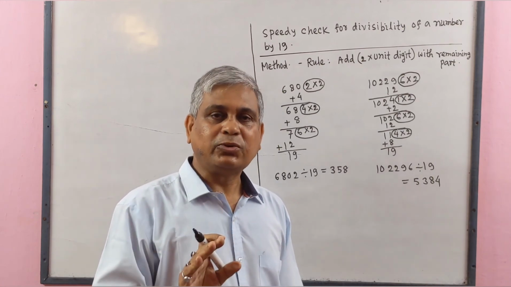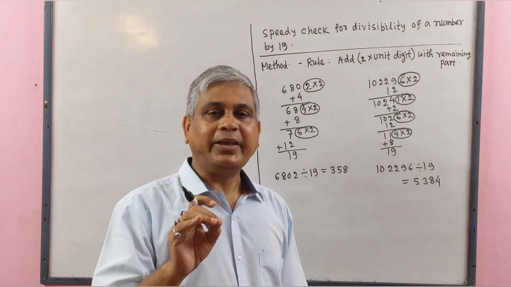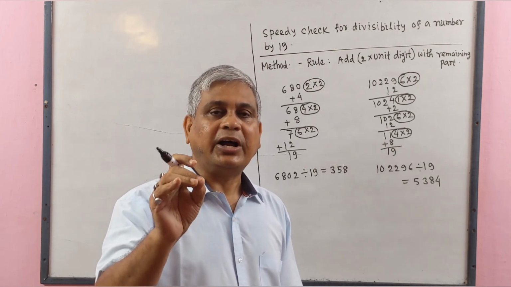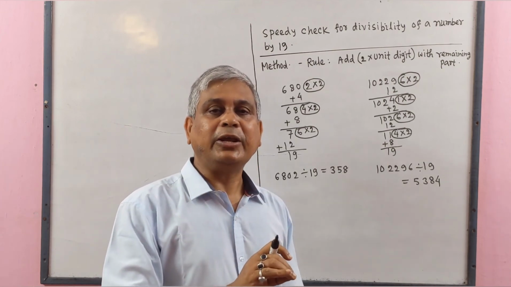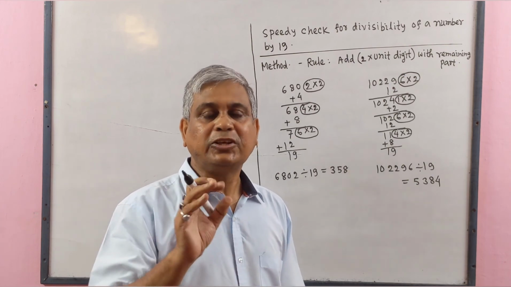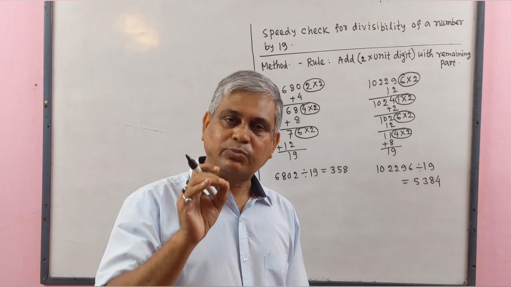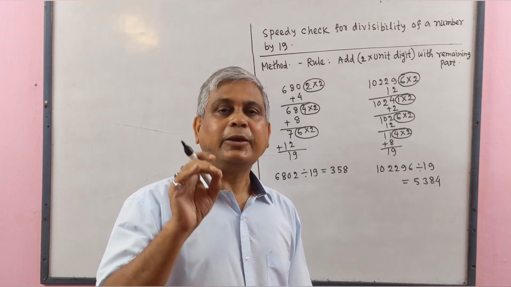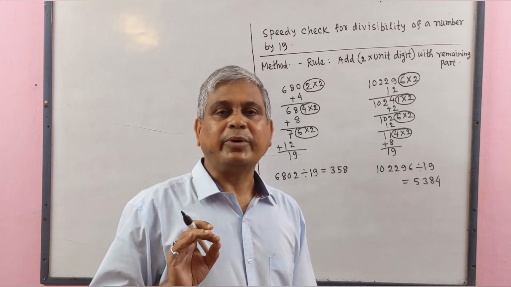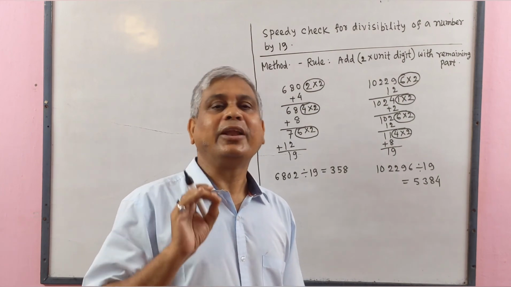We follow this rule. We multiply the unit digit by 2 and add it to the remaining part, and we continue this process, and ultimately we get a smaller number, and if that number is divisible by 19, then the given number is divisible by 19.